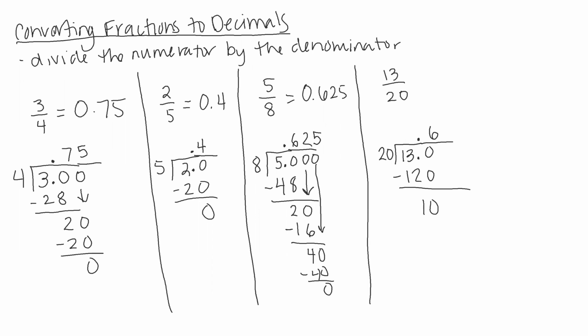That's not a 0 remainder, so I add a 0, drop it down. Now we do 20 into 100. 20 goes into 100 5 times. 5 times 20 is 100. There's our 0 remainder, so we get 0.65. Let's keep trying.